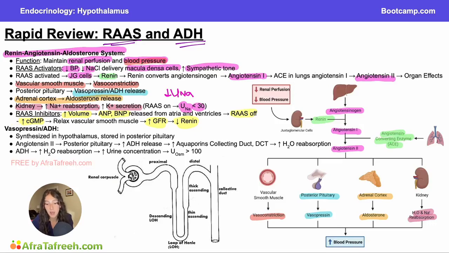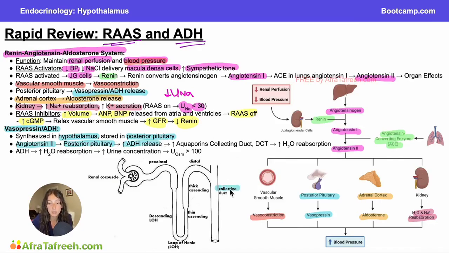But now let's talk about another system that's going to be important for volume control, and that is vasopressin, or antidiuretic hormone. Vasopressin is synthesized in the hypothalamus, but it's stored in the posterior pituitary. There are a lot of complex mechanisms that regulate the release of vasopressin, including feedback into the hypothalamus about thirst and water balance, but one of the factors that influences its release is actually the RAAS system itself. As we talked about earlier, angiotensin 2 can go to our posterior pituitary and increase antidiuretic hormone release.